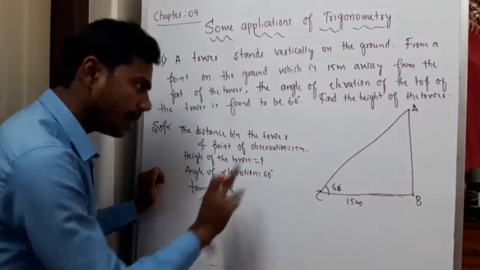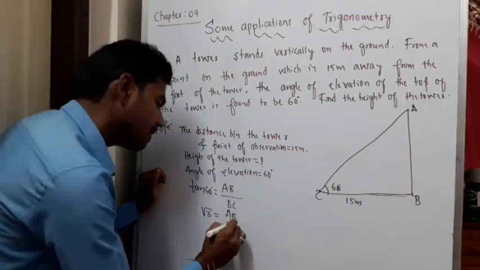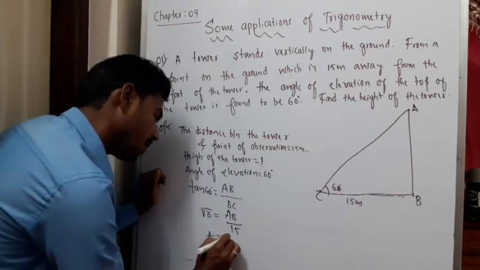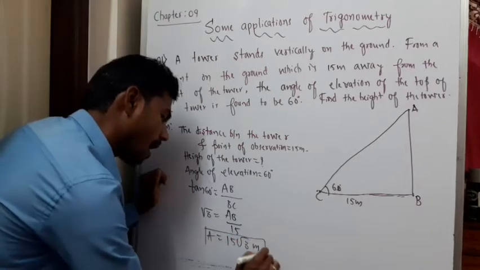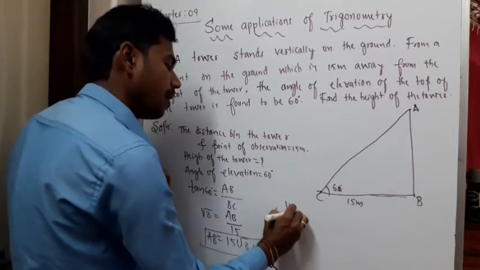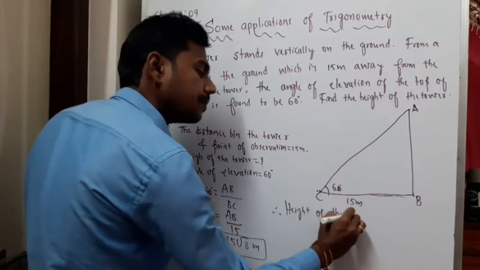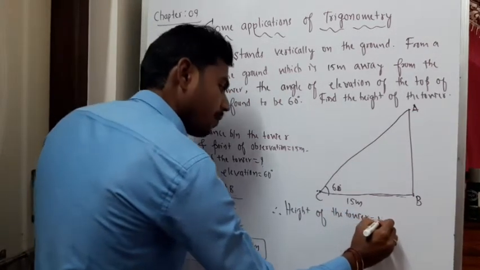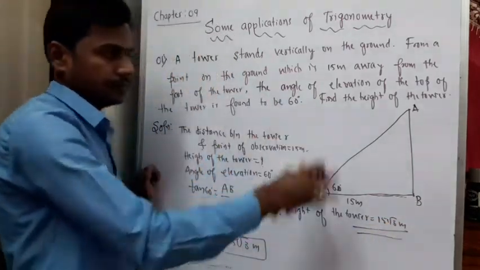What is AB? I need to calculate it. That is the height of the tower. Now what is BC? BC is 15 meter. So AB is equal to 15 root 3 meter. So this is the height of the tower. Therefore, the height of the tower is equal to 15 root 3 meters. So please note this down.